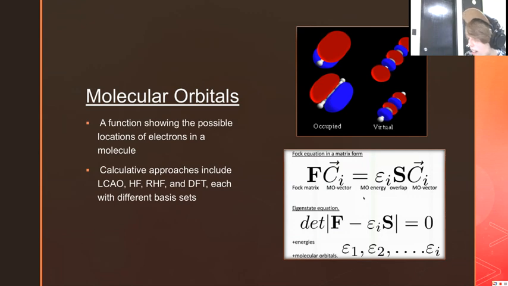But it's creating these sort of packets where these phases are not connecting. Whereas in the occupied states, you can see there's a big red blob and a big blue blob, and they are connected essentially. So those are your bonding states. They create constructive, and then the virtual is destructive.